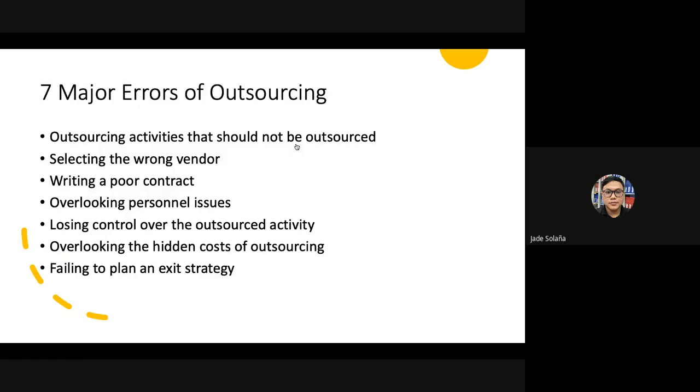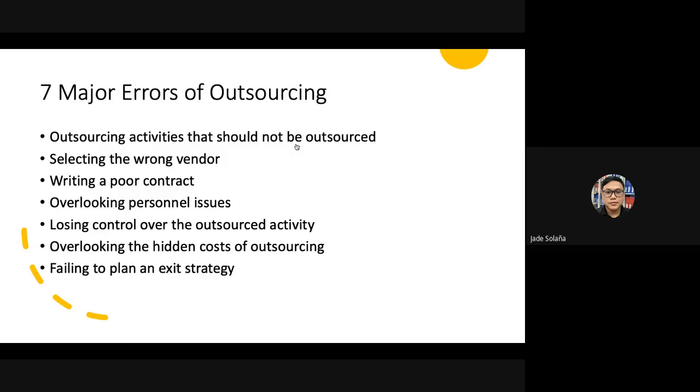In this case, companies failed to keep core activities in-house. Number two, selecting the wrong vendors: vendors who were not trustworthy or lacked state-of-the-art processes. Number three, writing a poor contract: companies failed to establish a balance of power in the relationship. Number four, overlooking personal issues: employees lost commitment to the firm. Number five, losing control over the outsourced activity: qualified managers, in this case, failed to manage the outsourced activity. Number six, overlooking the hidden costs of outsourcing. Okay? So transaction costs overwhelmed other savings. And lastly, failing to plan an exit strategy, wherein companies failed to build reversibility clauses into the contract.